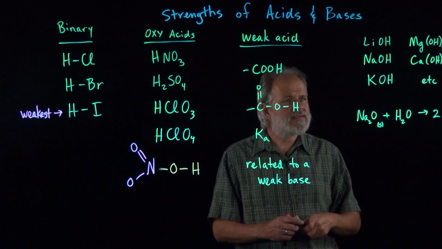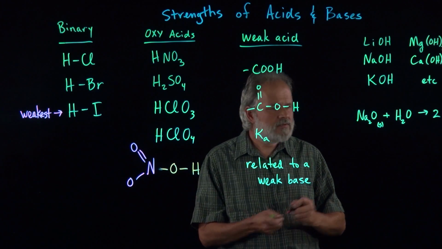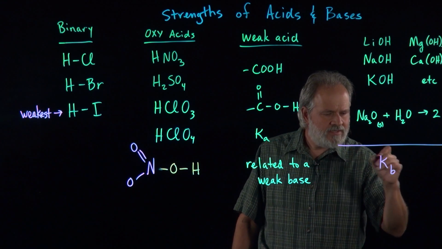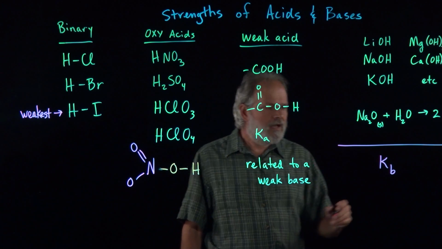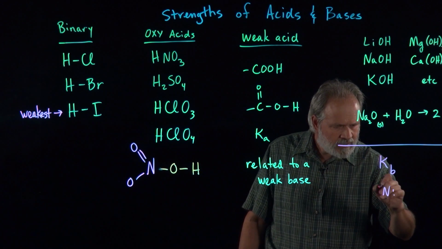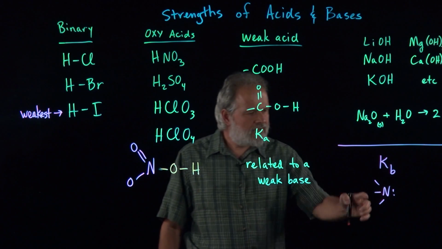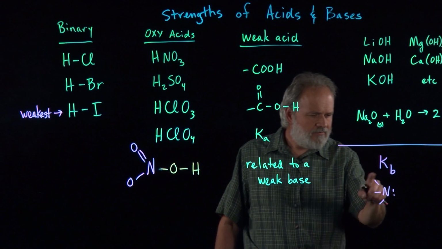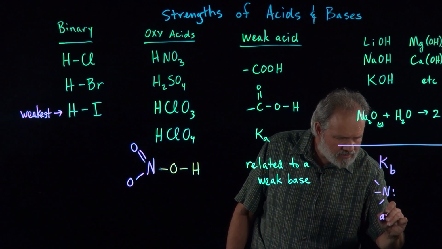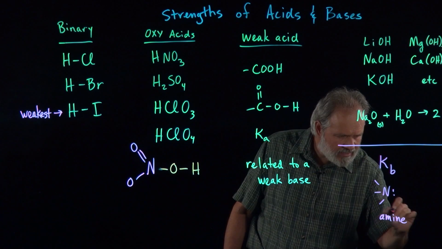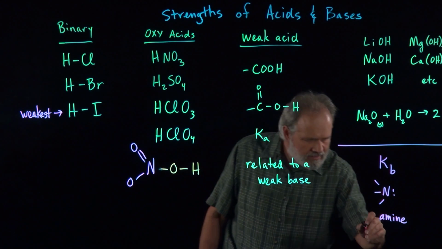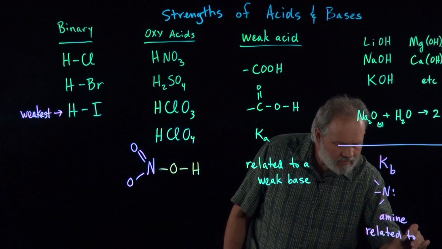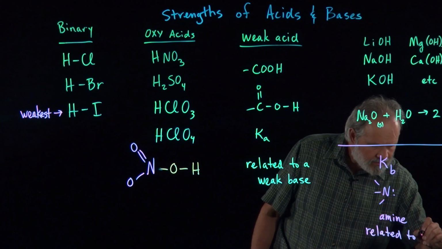Okay, what about weak bases? What are good examples of weak bases? Well, a big clue that you have a weak base is that it has a Kb. It has a molecular structure related to ammonia, so it'll have a nitrogen and a lone pair. Just like if you see a carboxylic acid, you should think weak acid, if you see an amine, another clue is the word amine in the name somehow. And then, of course, related to a weak acid.